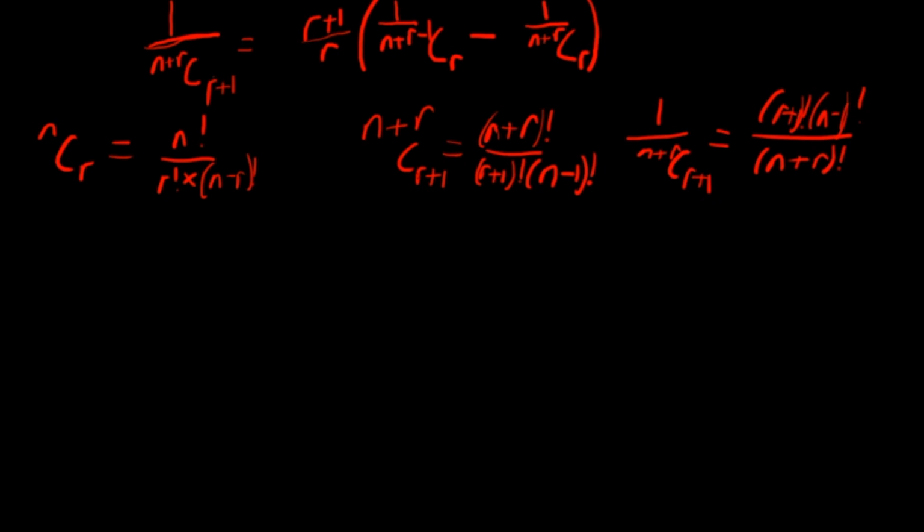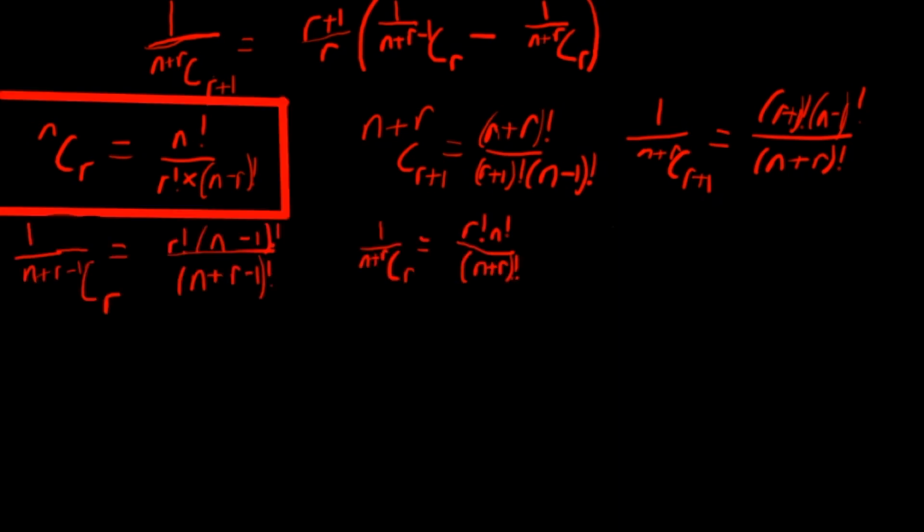I won't bore you with seeing me write all the different nCrs, so I'll just skip to the screen where I've written them all out. Okay, so as you can see, I've written the relevant fractions, so 1 over (n plus r minus 1) C r and 1 over (n plus r) C r.